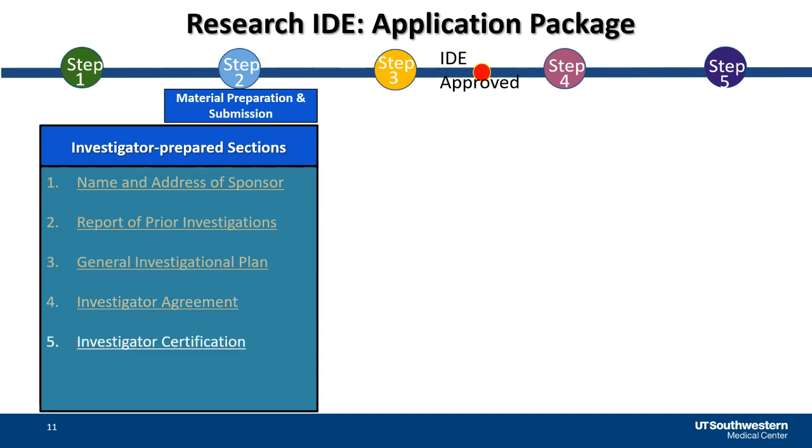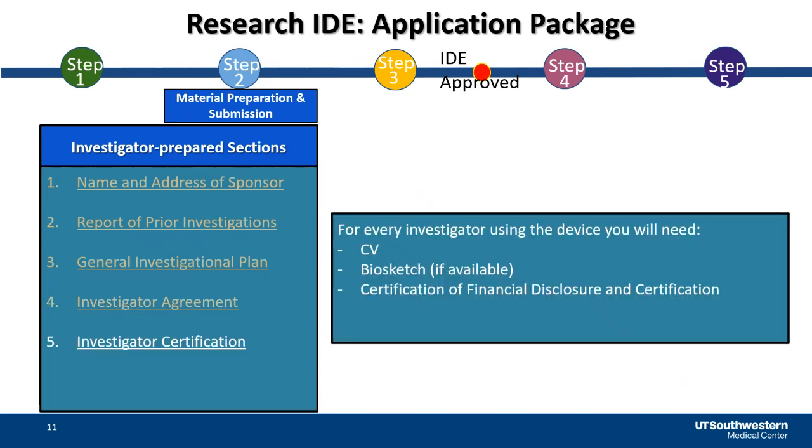And in line with this is the investigator certification. For every investigator using the device, you will need a CV, a biosketch if there's one available, and certification of financial disclosure. The CV and biosketch are so that the FDA can confirm that the investigator is suitable and qualified to use the device. The certification of financial disclosure is basically to confirm if there are any conflicts of interest. Some study teams develop their own devices. That's totally okay. It's just that the FDA need to know if there is a vested interest in the device.